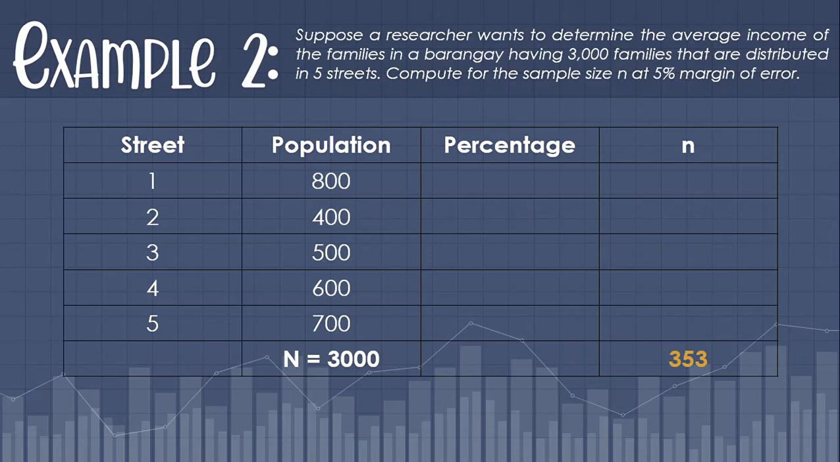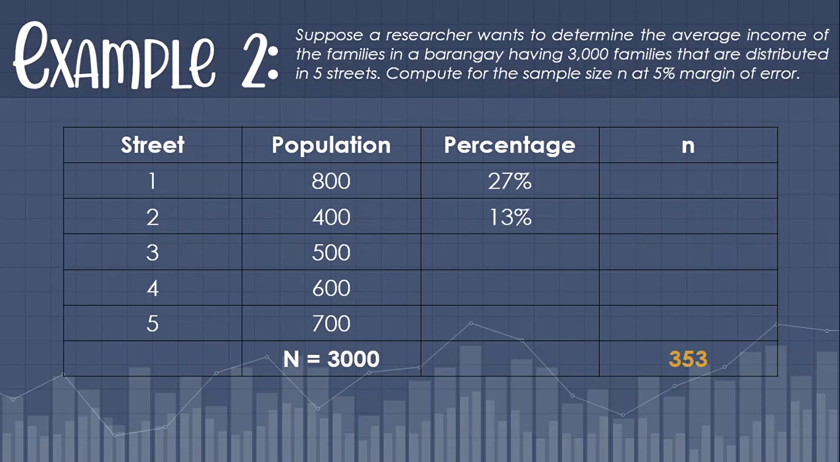Let's first get the percentage of 800, or for street 1. For us to get the percentage, we have to divide the population for that street by the total population. So we have 800 divided by 3,000, that is equal to 0.27 or 27%. And then do the same for the rest of the streets. We have 400 divided by 3,000, that is equal to 0.13 or 13%.